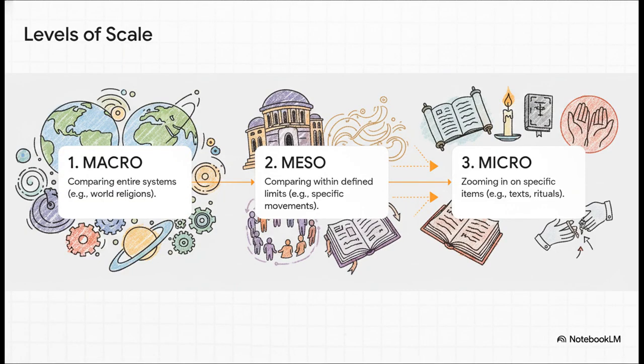So, you can choose to work at the macro level, comparing huge things like entire religions or global economies. Or you can work at the meso level, looking at something more defined, like specific movements. Or you can get really granular at the micro level, zooming way in on individuals or specific texts. The key thing to remember is that your question has to match the scale you've picked.